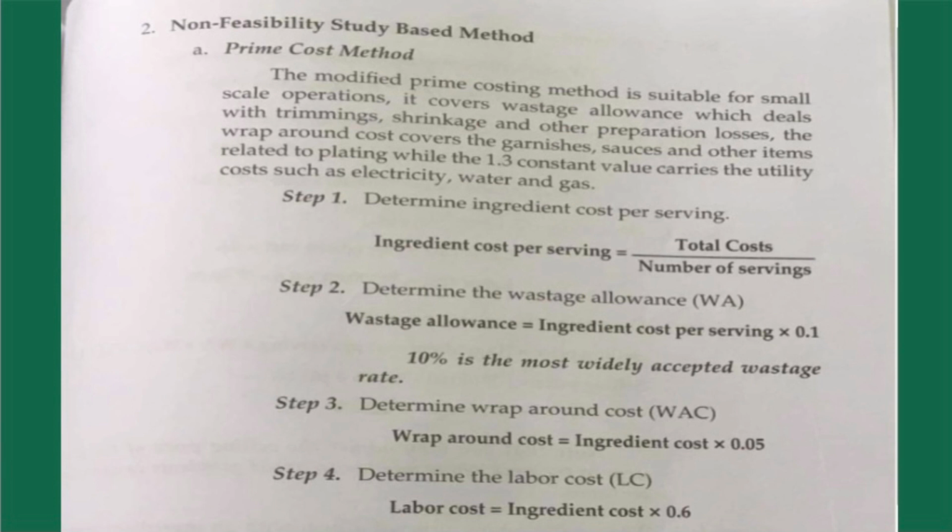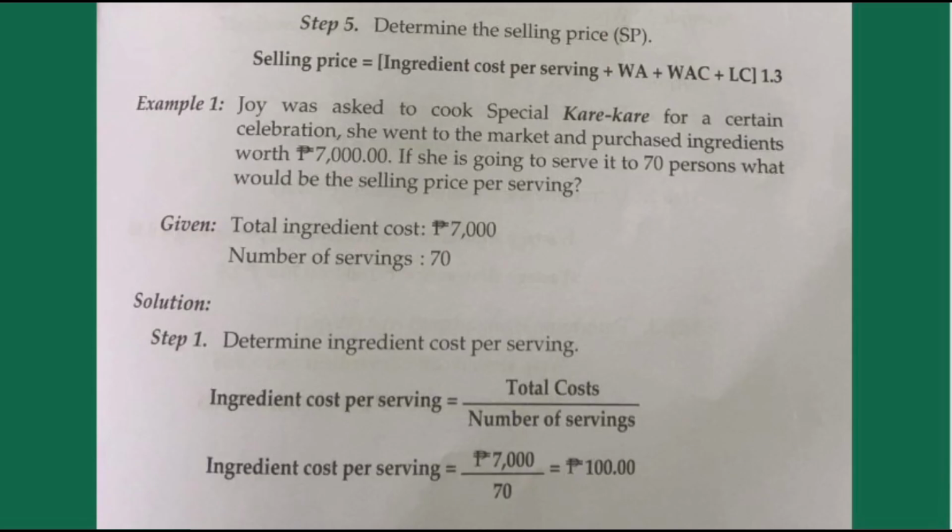10% is the most widely acceptable wastage rate. Step 3, determine wrap-around cost. Wrap-around cost equals ingredient cost times 0.05. Step 4, determine the labor cost. Labor cost equals ingredient cost times 0.6. Step 5, determine the selling price. Selling price equals ingredient cost per serving plus wastage allowance plus wrap-around cost plus labor cost times 1.3.